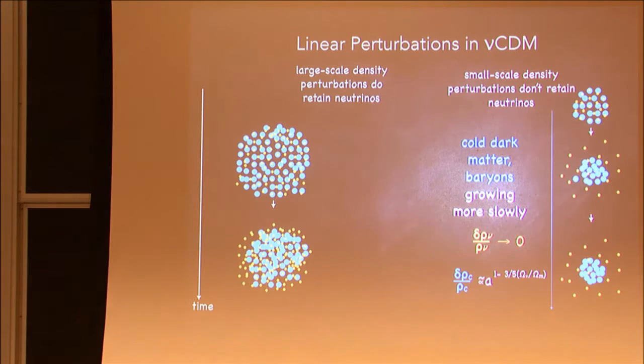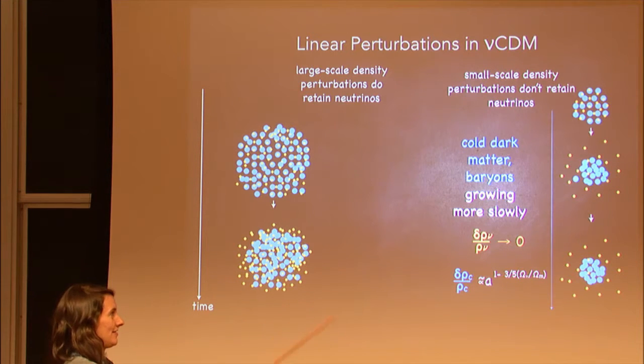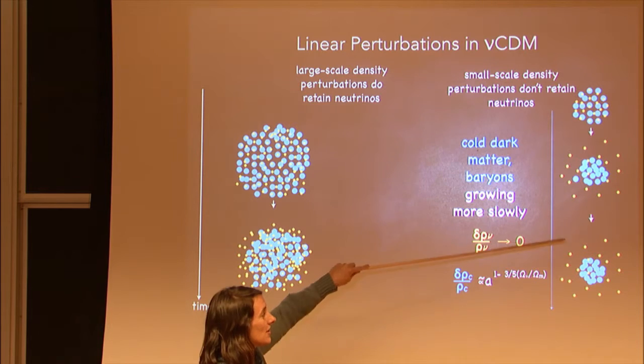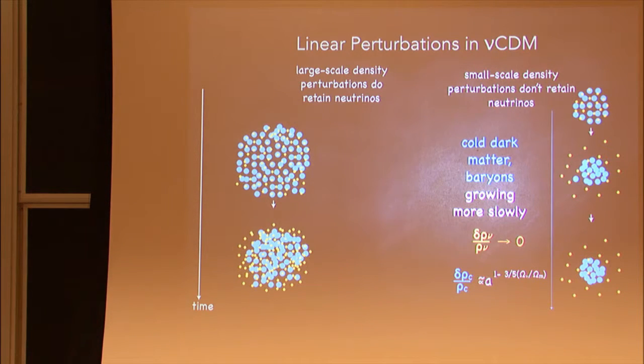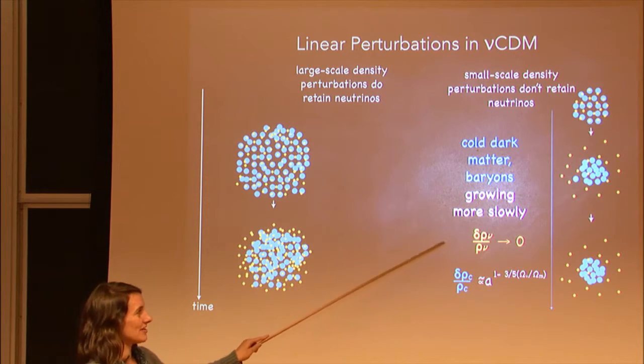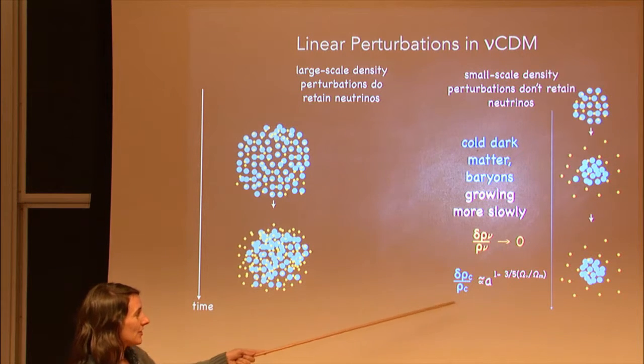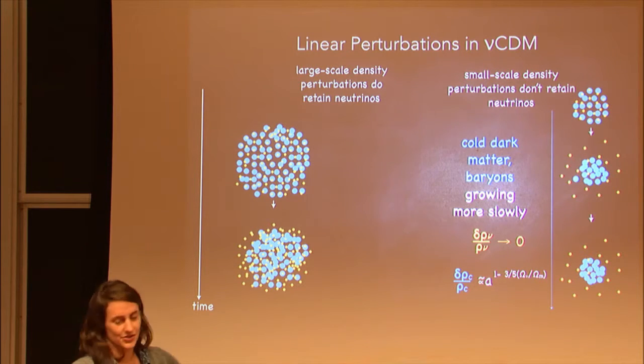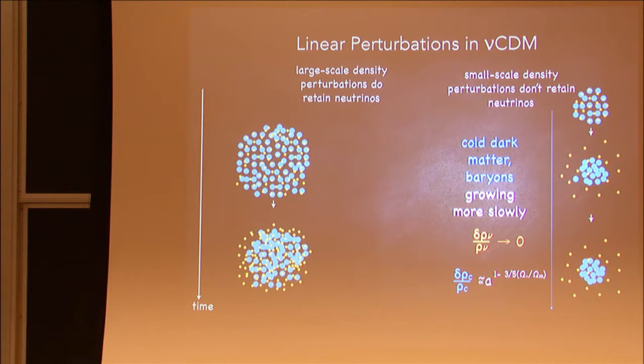But if I'm looking on scales which are small compared to the typical distance a neutrino travels in a Hubble time, then the neutrinos will just stream out of the perturbation, leaving the cold dark matter and the baryons behind. As a consequence, this overdensity in clustering matter grows more slowly than it would have otherwise. And so the neutrino density perturbation on these scales rapidly damps away, and the cold dark matter perturbation grows more slowly with this approximate solution where the power law is a little bit smaller than 1.